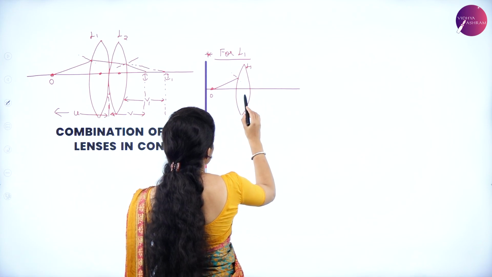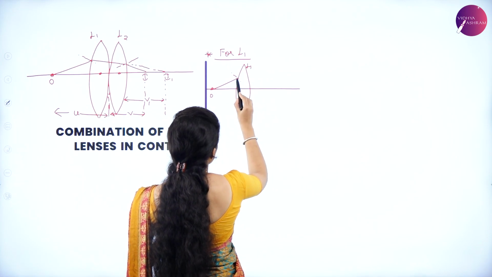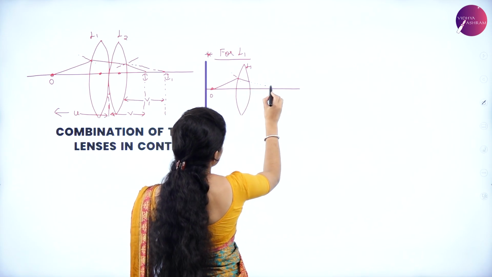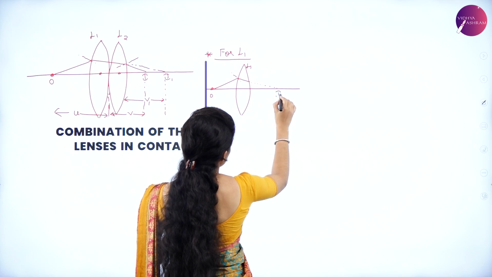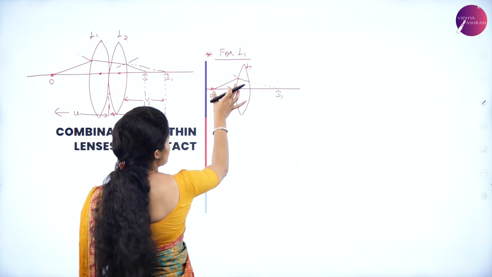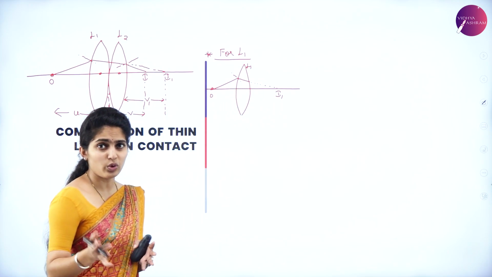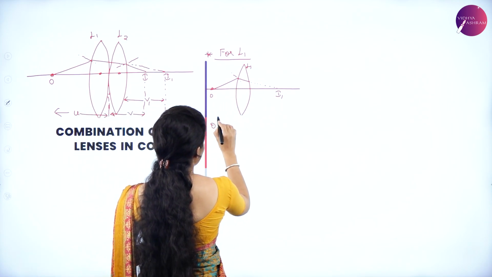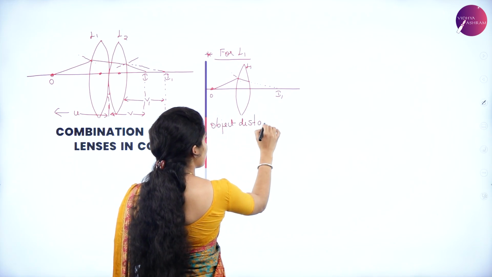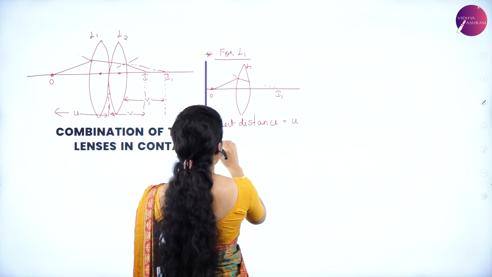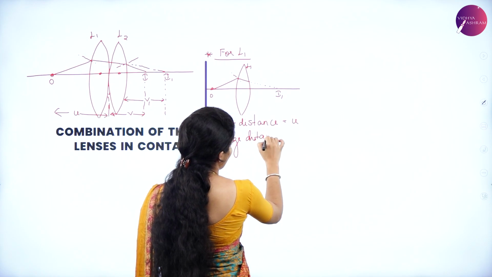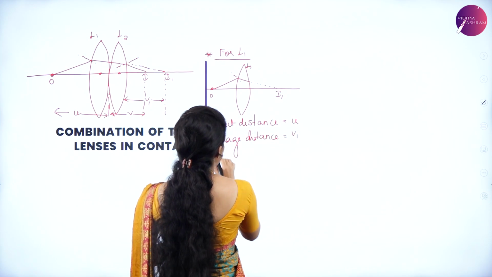There is a normal which is drawn, and there is a ray of light which is incident over here. Call this I1, which is incident for now. So the object distance will be U and the image distance is V1. Object distance for this is U and image distance for this is called V1.